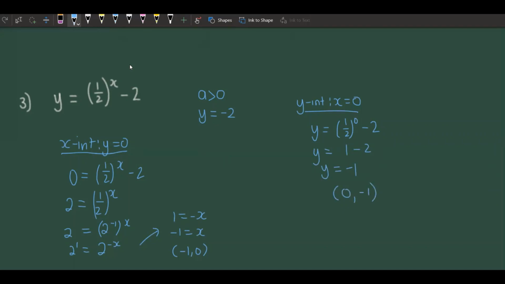Please watch our videos on the domain and range carefully, because that helps us determine whether the x-axis is in the range or not, and whether we will have an x-intercept. If you have understood this video, please move on to the next video. And if you haven't, watch this video again and try watching the previous videos too.